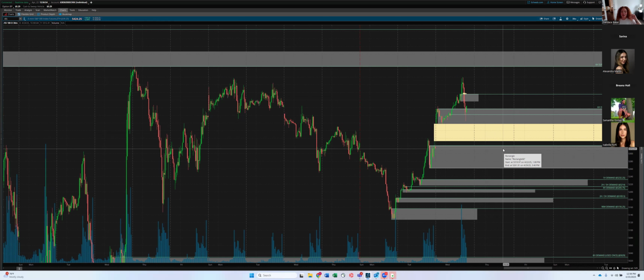Okay, what it did yesterday, the wide swing high and swing low. That's where you can start and then improve from there.